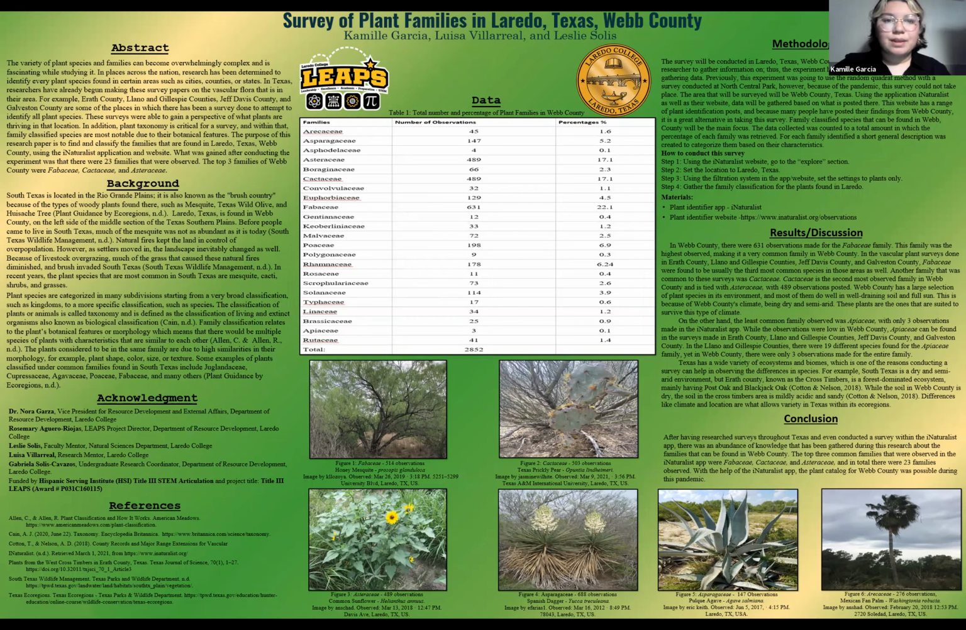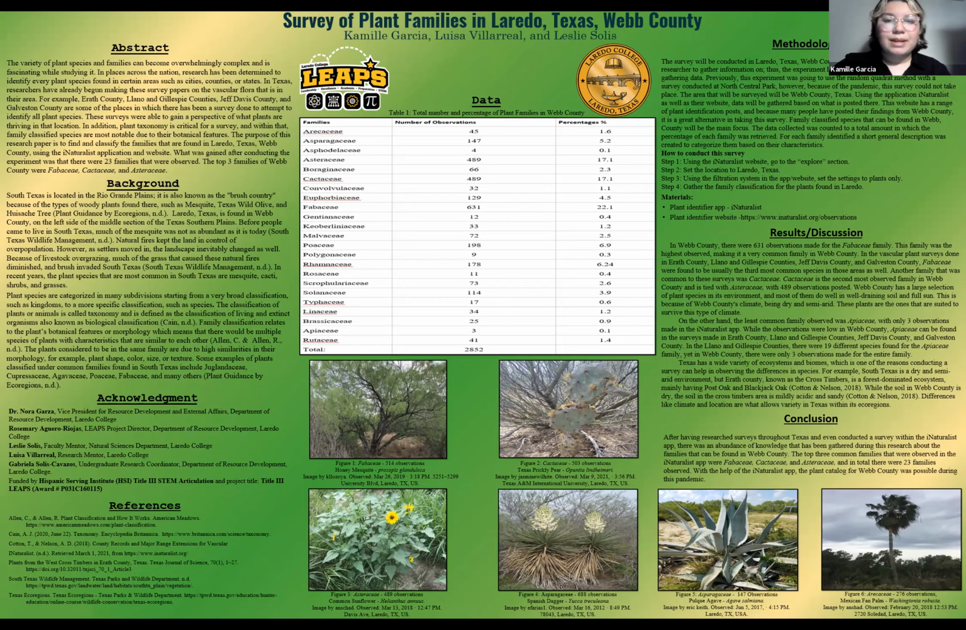As for the results, there were a total of 23 families found in Webb County within the iNaturalist app. For those 23 families, in total, there were 2,852 observations that were made for the families, and they are included in the chart in the center of the poster. For the first row, it includes the names of the families found. In the middle, it includes the amount of observations made. And for the last row is the percentage of each family with all the families added together.